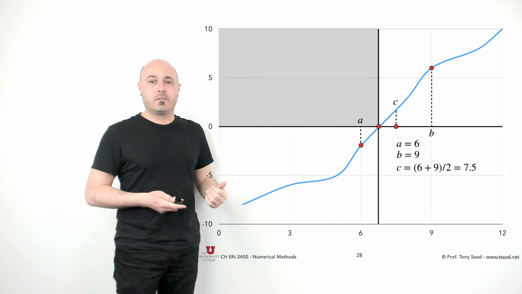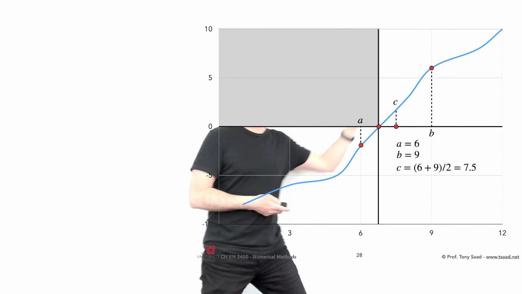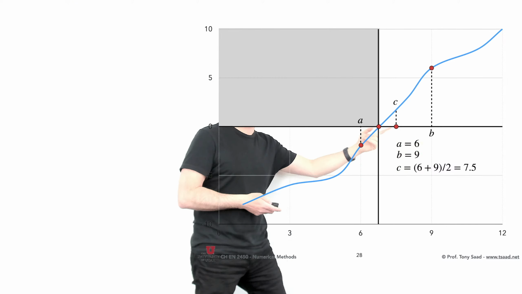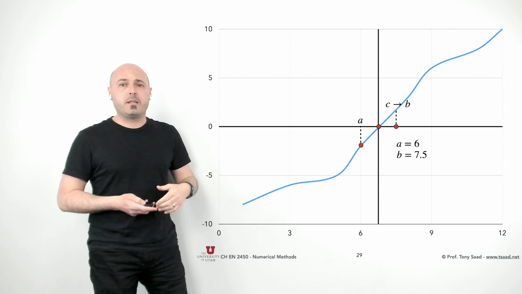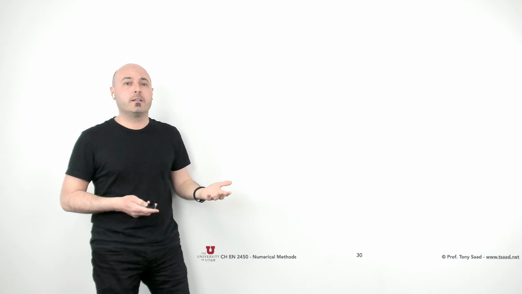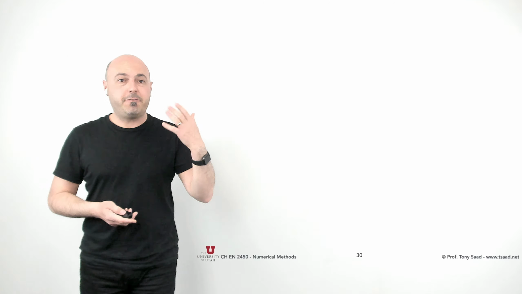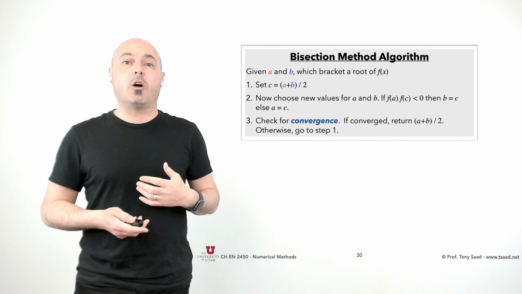And then you repeat. Now we take the midpoint between A and B, and that midpoint is 7.5. And you can see we are starting to get close to the root. And then you keep repeating until you hit convergence, until f of C is less than a certain tolerance.